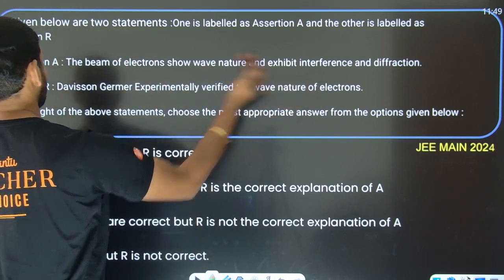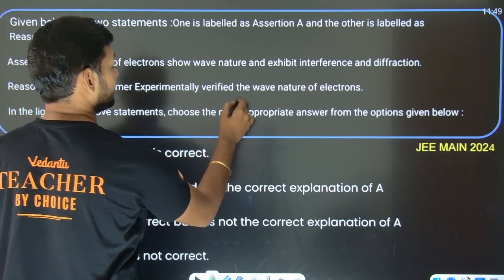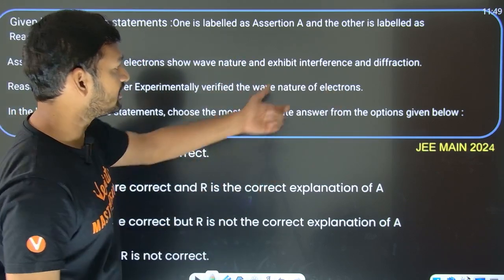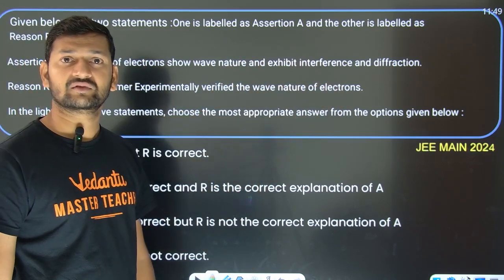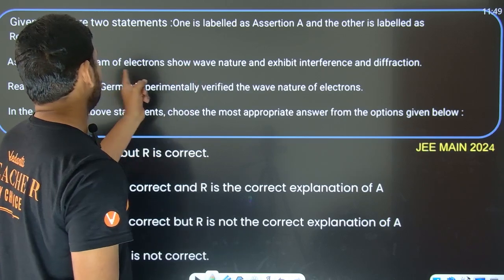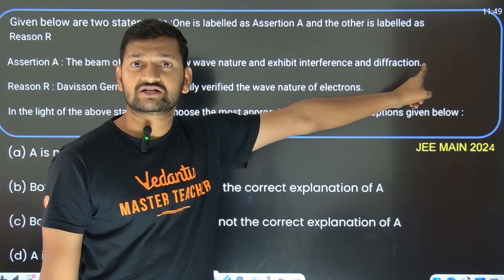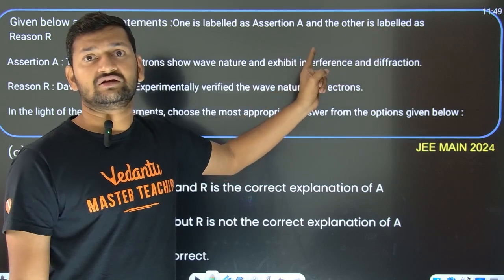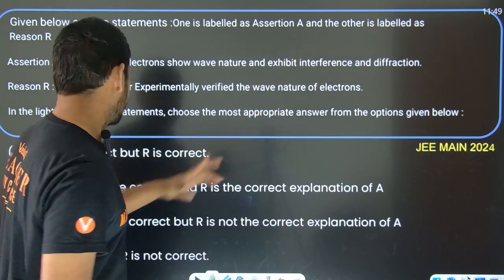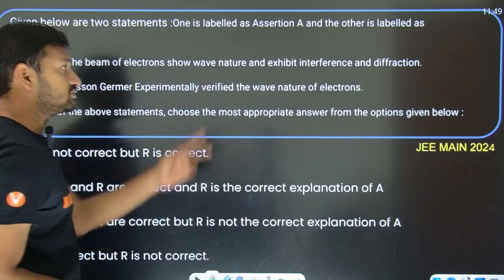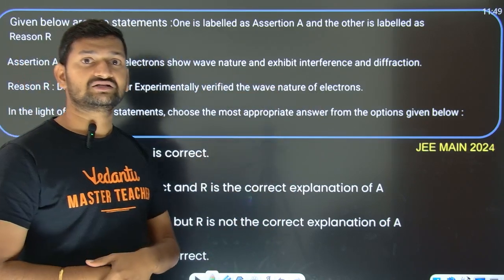So the first statement is correct. Davisson and Germer experimentally verified the wave nature of electrons. Both of them are true only, na? The beam of electrons show wave nature and exhibit diffraction. See, why are they able to show a diffraction pattern? Because they have wave nature, right? Davisson and Germer's experiment verified the wave nature of electrons. Those are two independent statements, right?